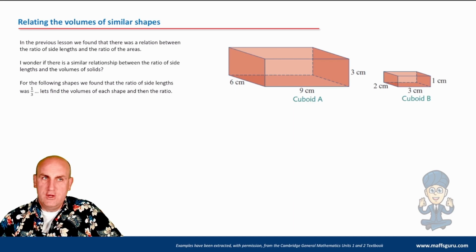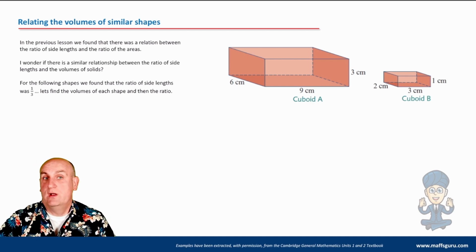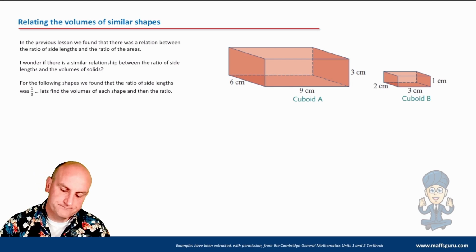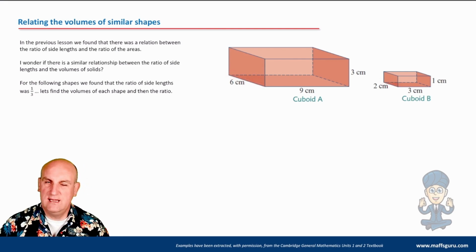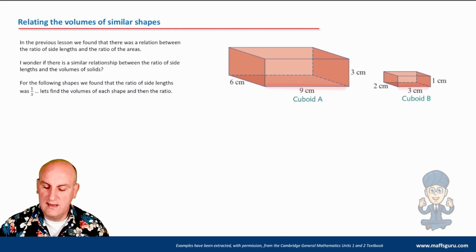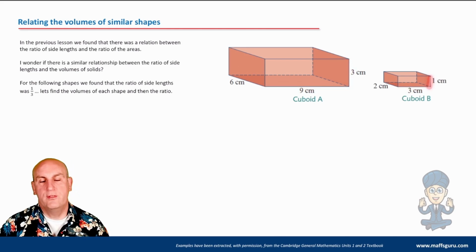What about the volumes of similar shapes? Last one we looked at areas because they were similar figures. Now we've got a similar volume. So what happened here to my volume? This side here basically got 1/3 smaller. This side here got 1/3 smaller. And that side there got 1/3 smaller. So could this work in the same way as we did before?